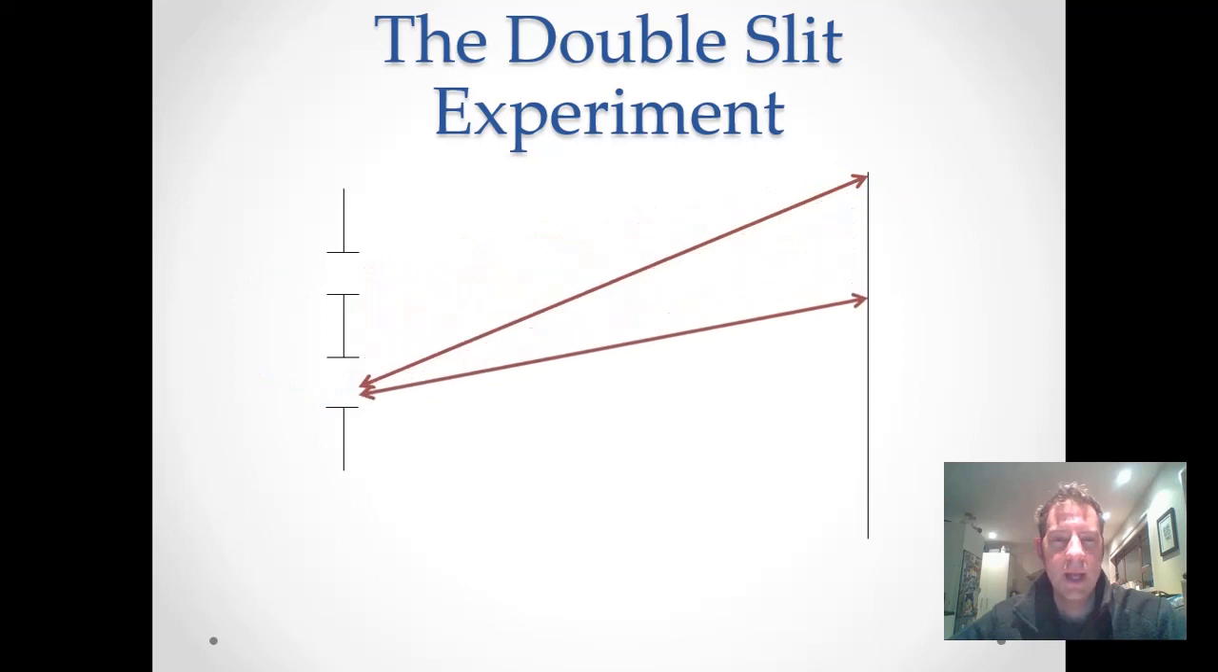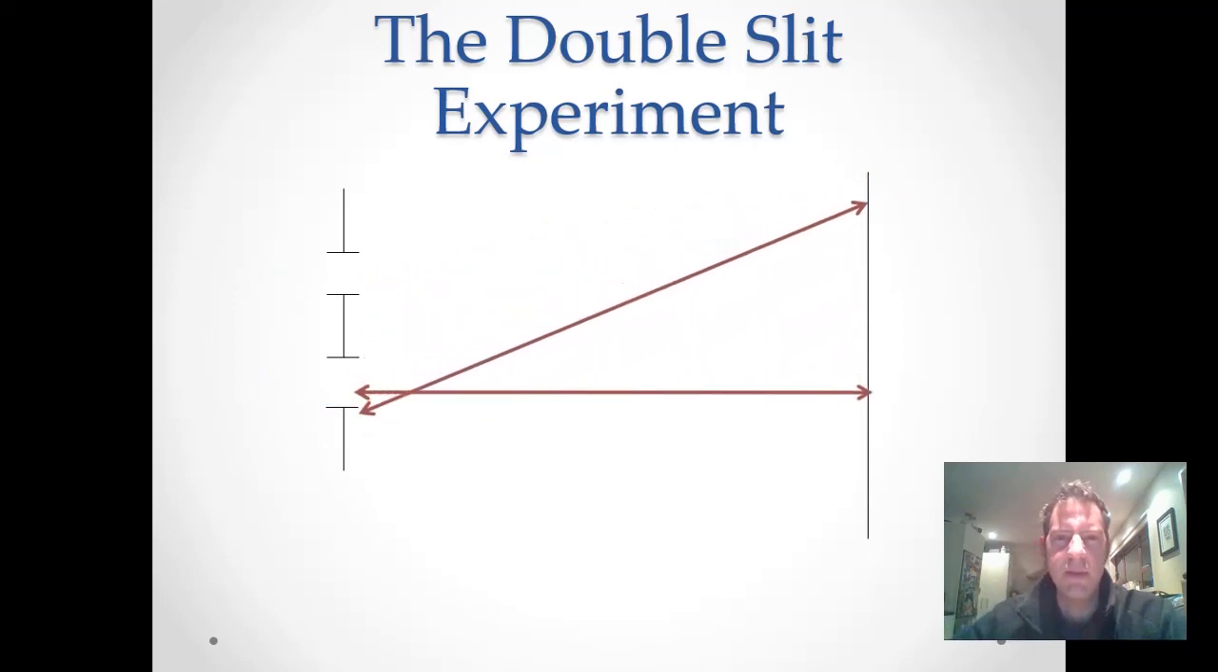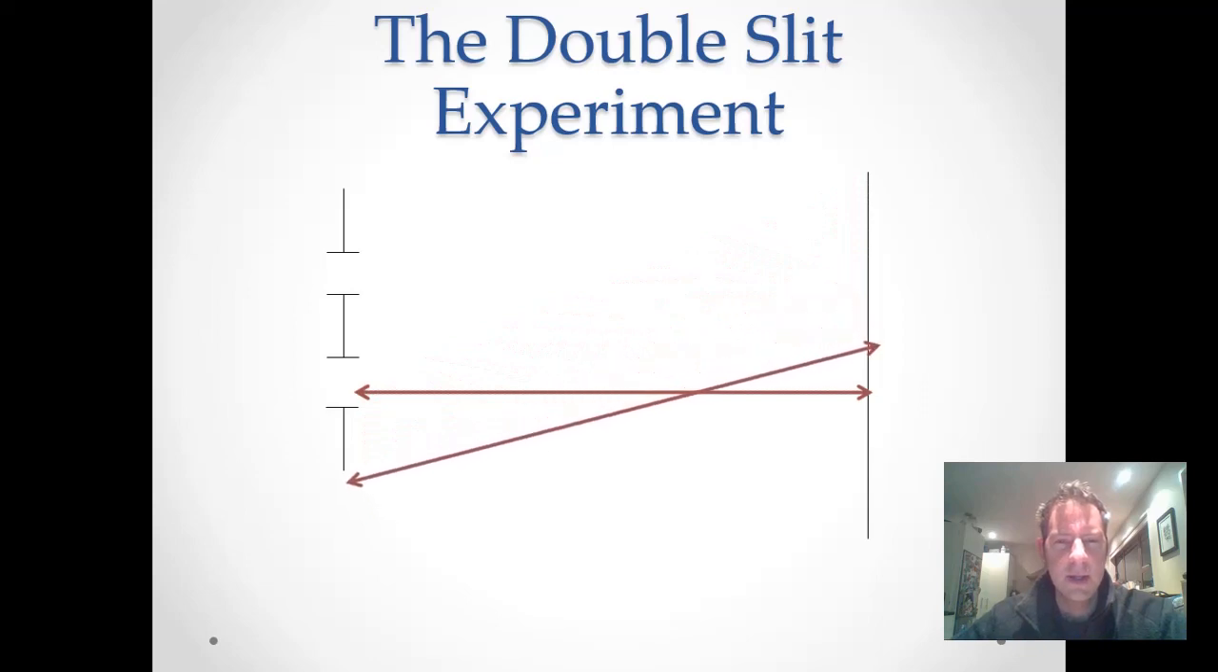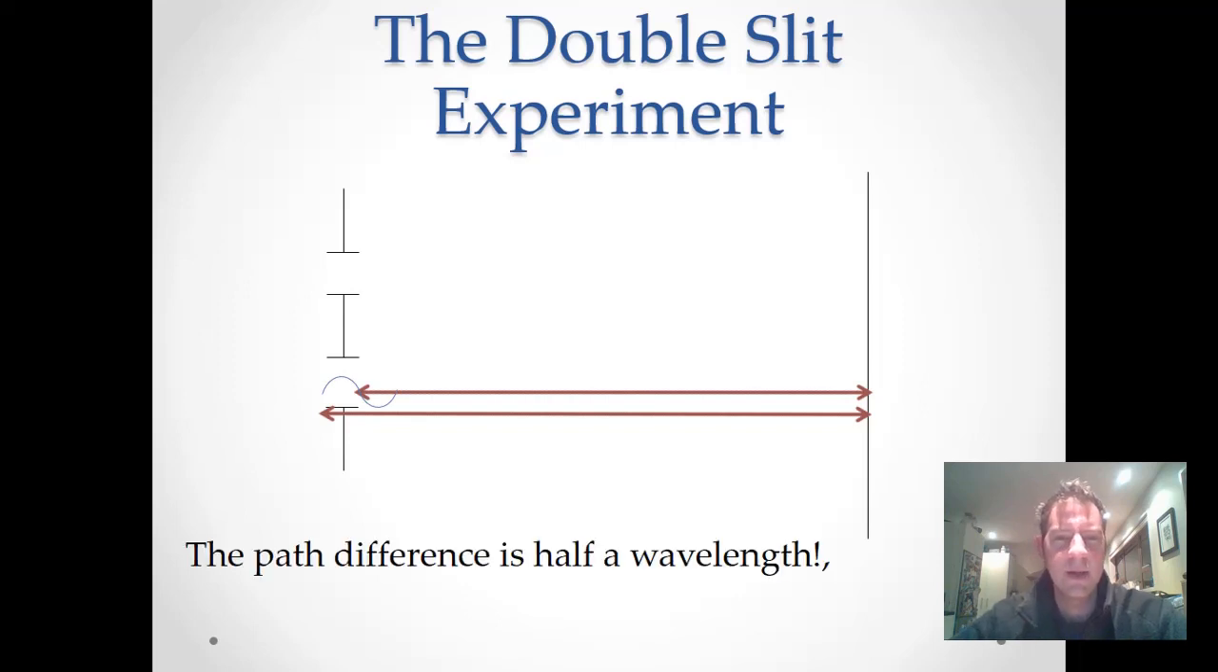So let's look at these path lengths. If we line them up beside each other, cool animations, we line them up right beside each other, put a wave on there, and you see that the difference in those two arrows is half a wave. And that's why they destructively interfered, because the path length on the bottom, that wave had to travel half a wave further. So by the time it got there, it was out of phase.